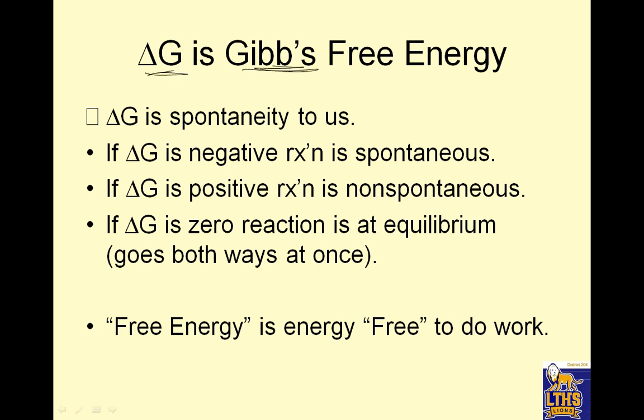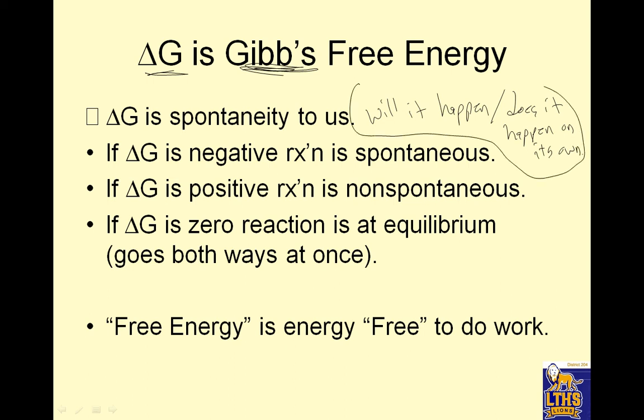Delta G is Gibbs free energy. G stands for Gibbs. He's the dude who figured it out. It's just spontaneity for us. What's spontaneity again? Will it or is it happening? Remember, that's what spontaneity is. If delta G is negative, the reaction is spontaneous. If delta G is positive, the reaction is non-spontaneous. And this one's scary. The opposite occurs.